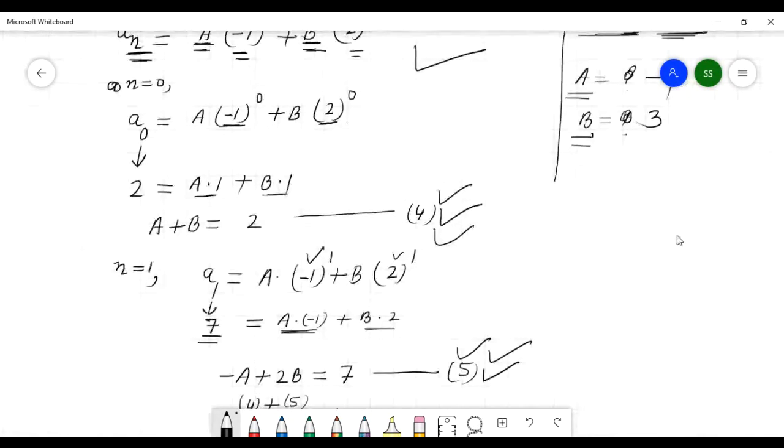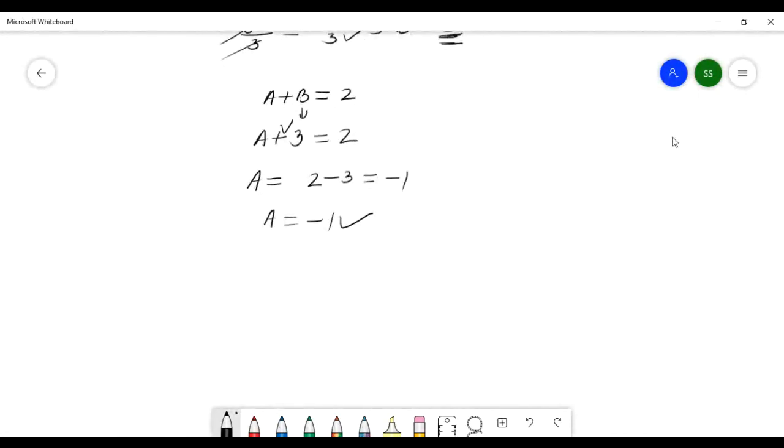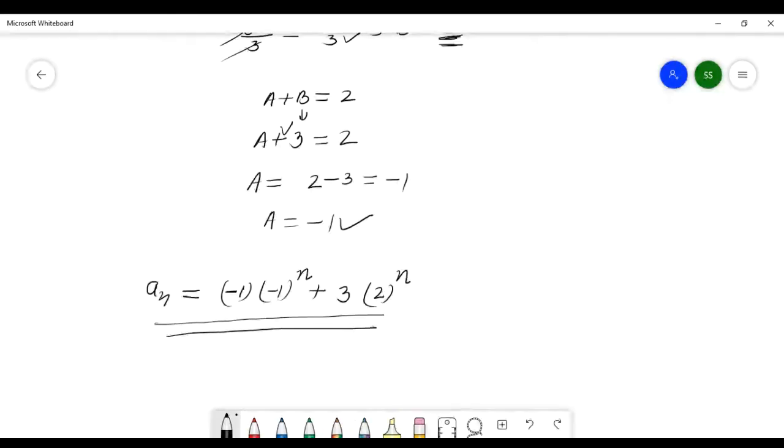Okay, so what will happen? The final general solution will be an equal to A, which means minus 1, times (-1) to the power n, plus B, where B equals 3, times 2 to the power n. That is the final answer. Right?